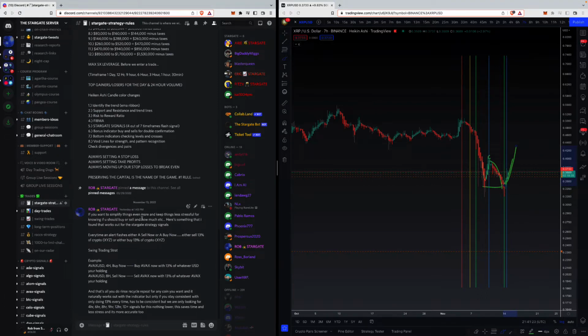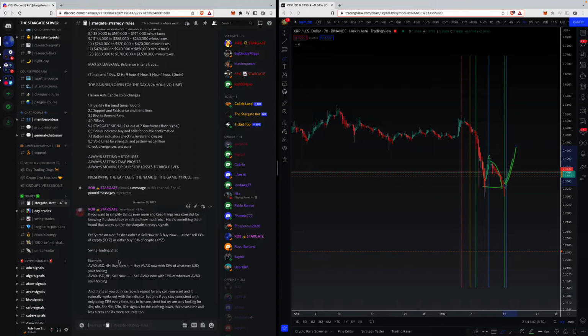So if you want to simplify things even more and keep things less stressful for knowing if you should buy or sell and how much, here's something that I found that works out the best. Every time an alert flashes either a sell now or a buy now, either sell 13% of said crypto or buy 13% of said crypto.